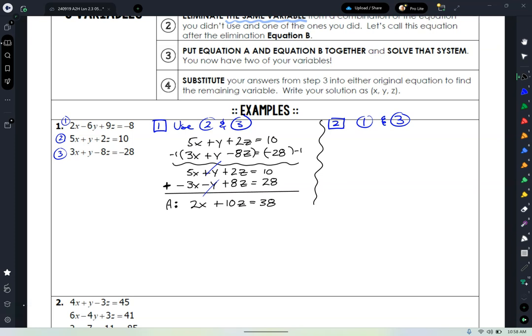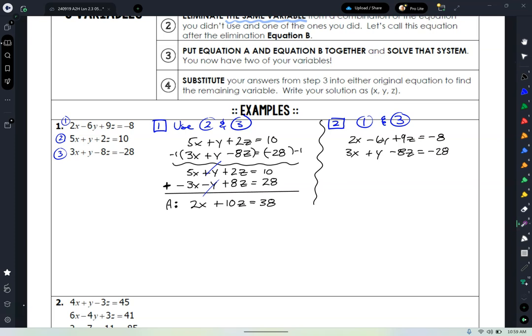So I'll rewrite those. I'm going to have 2x minus 6y plus 9z is equal to negative 8. So that's my equation 1. My equation 3 is going to be 3x plus y minus 8z is equal to negative 28.